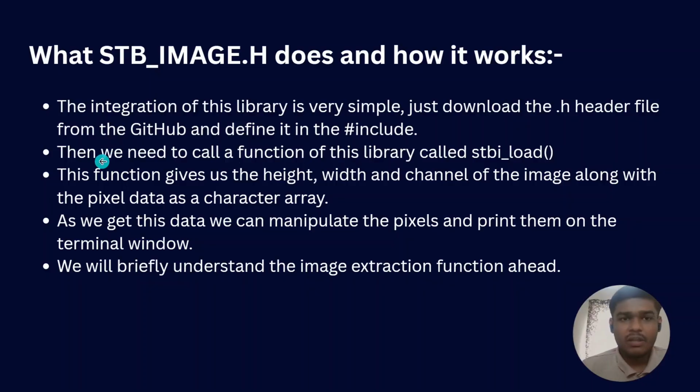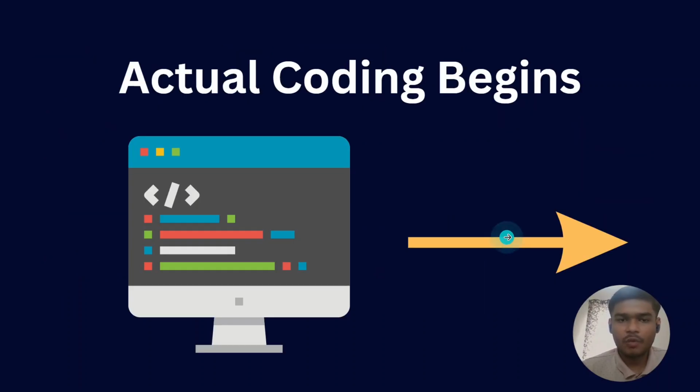So now let's get more friendly with the library first. This function gives us the height, width, and channels of the image along with the pixel data as a character array. As we get the data, we can manipulate the pixels and print them on the terminal window. We will briefly understand the image extraction function ahead, so don't worry.